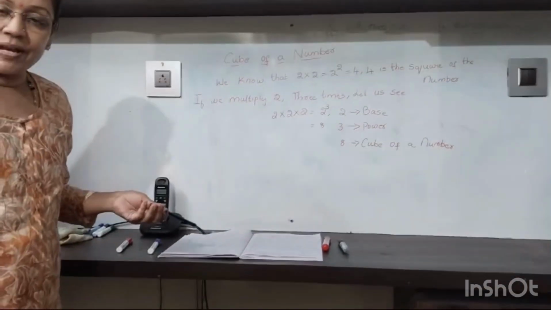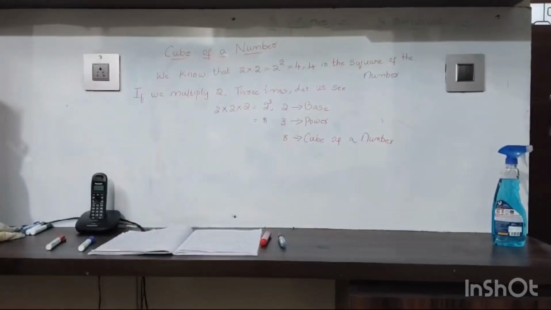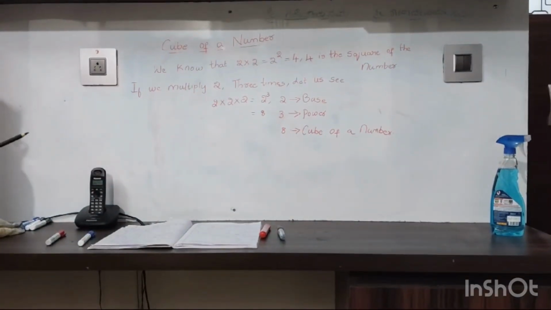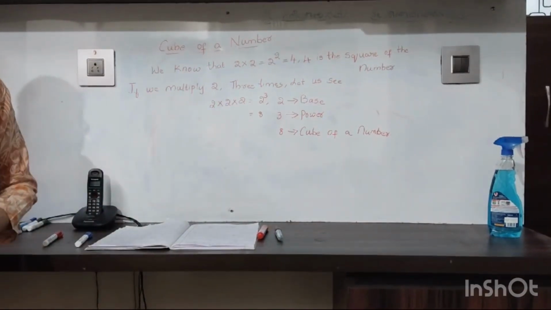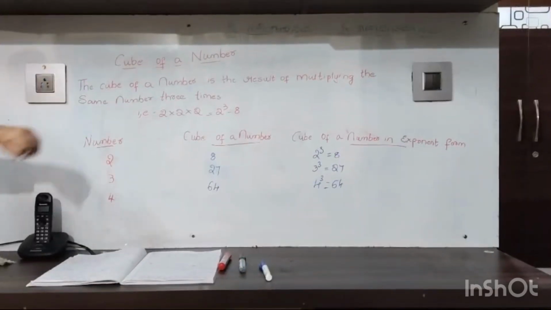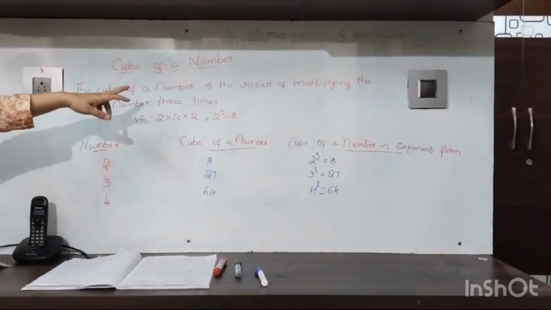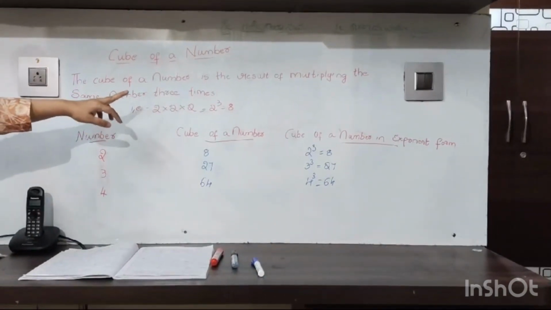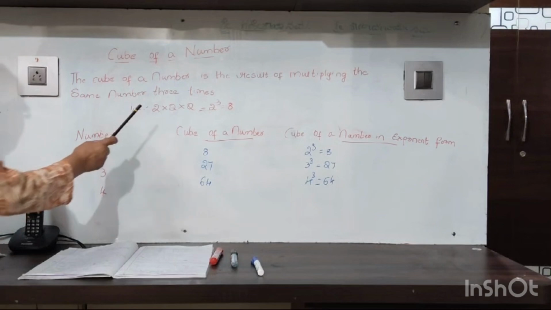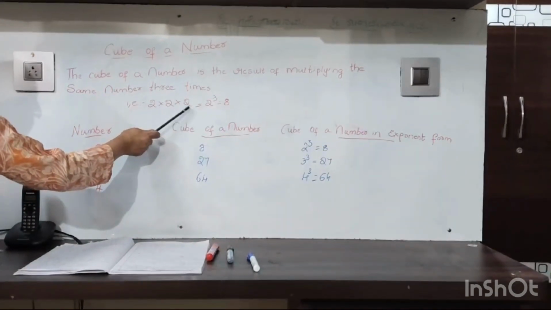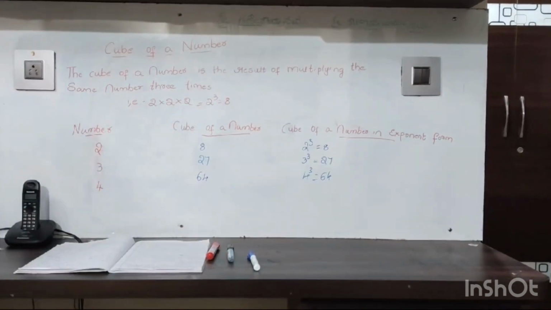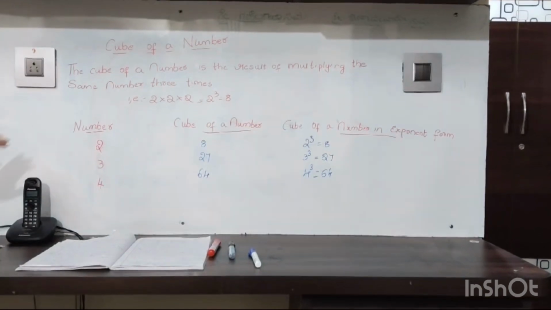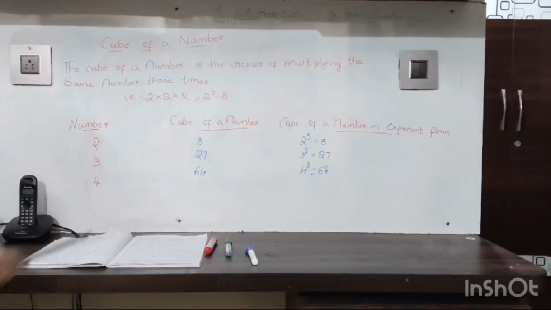So, what is the cube of a number? It is nothing but multiplying a number three times; we get the cube of a number. The cube of a number is the result of multiplying the same number three times. That is 2 into 2 into 2, which is equal to 2 cube, that is equal to 8. Let us take a few more examples.